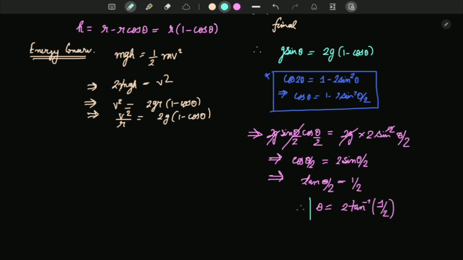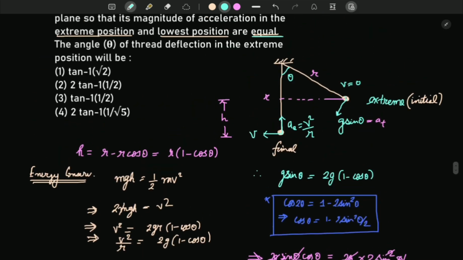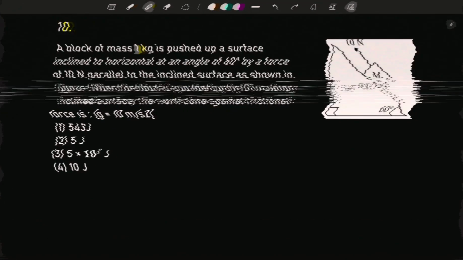So 2 tan inverse 1 by 2, this is our deflection angle, and we need to find this angle. So going back to the options, I can see that option 2, 2 tan inverse 1 by 2, is the correct answer to this question. Now here is the next question.